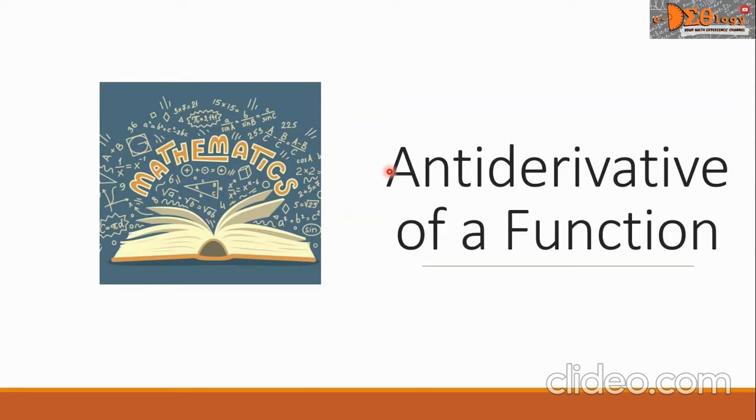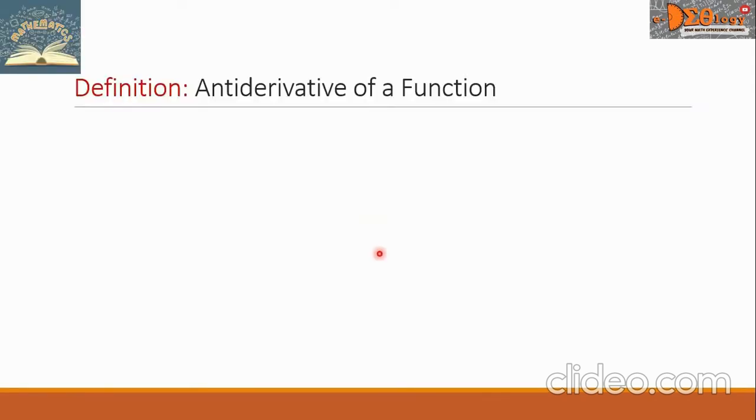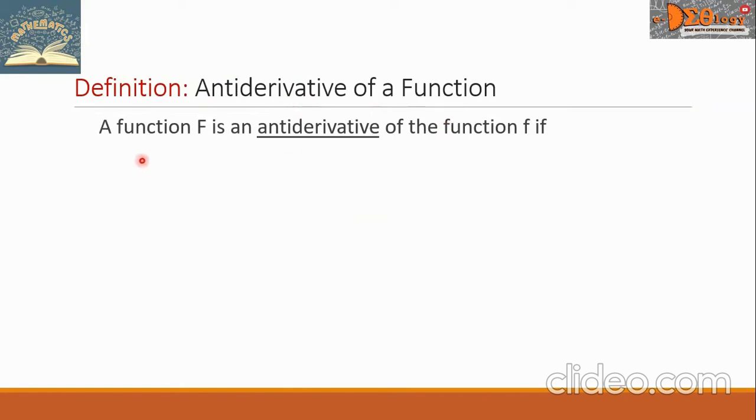Hi everyone. Today we're going to study antiderivative of a function. Let us define antiderivative of a function. A function capital F is an antiderivative of the function small f if capital F prime of x is equal to small f of x for all x in the domain of f.